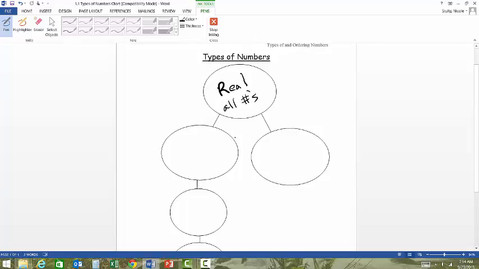There are things called imaginary numbers, but we don't deal with them in this class. If you took Algebra 2, that's where you would learn about imaginary numbers. Within the real family, we break off into two sections. We could have irrational and rational.